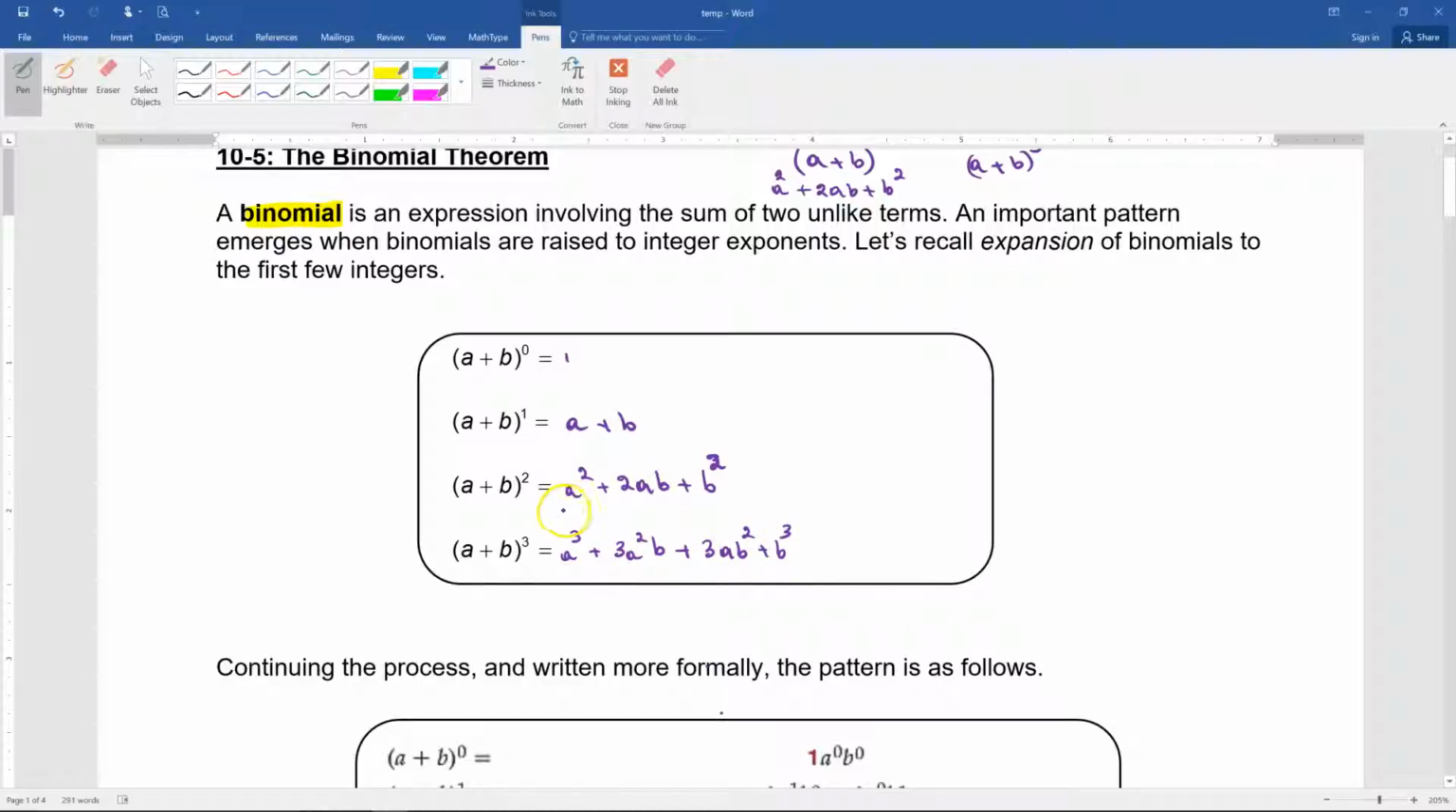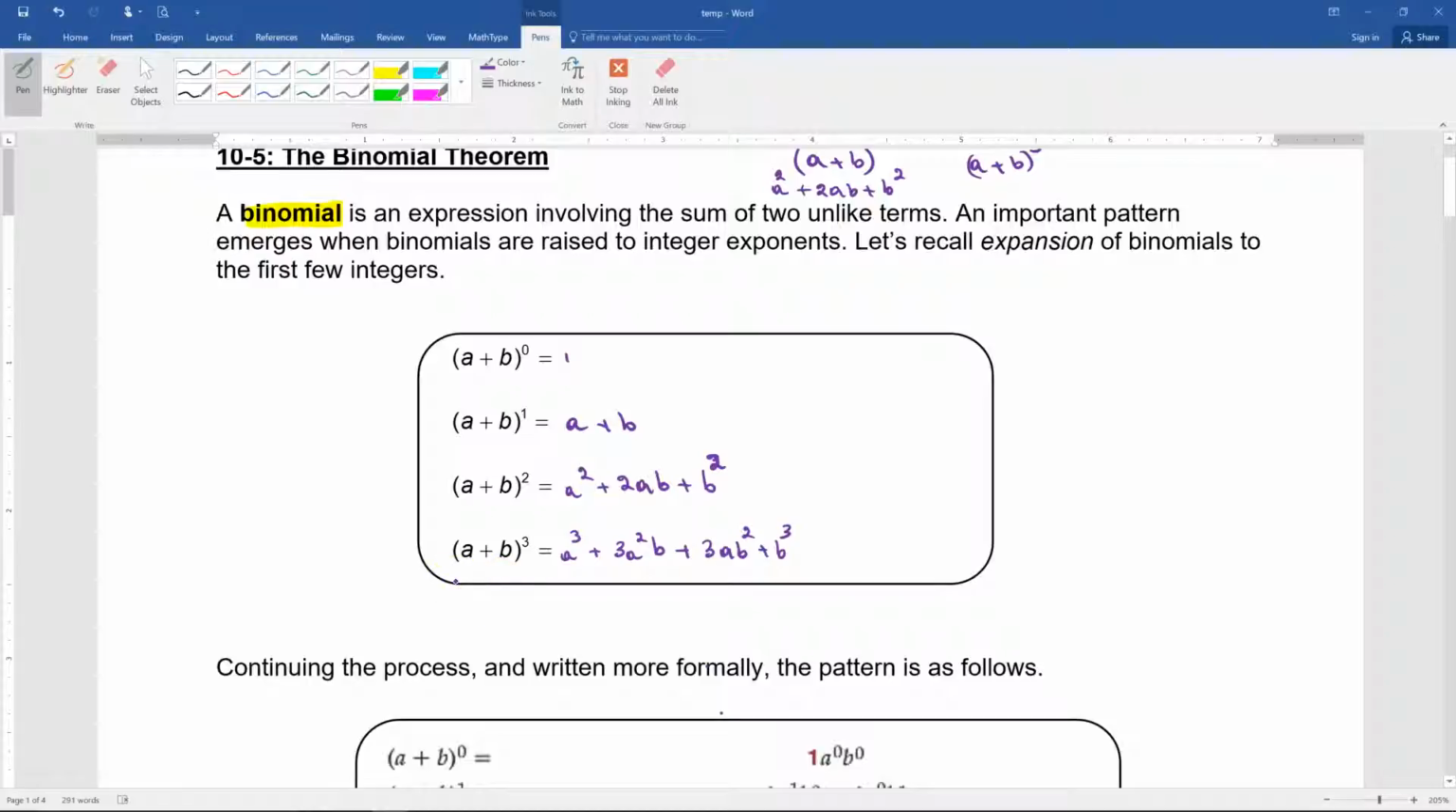What's the exponent of a? 2, 1, 0. What about b? 0, 1, 2. At each step, if you add up all the exponents for each term, what is the sum of the exponents here? 2. What about here? 2. What about here? 2. What are we raising it to? 2. What's the exponent here? 3. If you add them here, what's the exponent? And here? And here? And what are we raising it to?